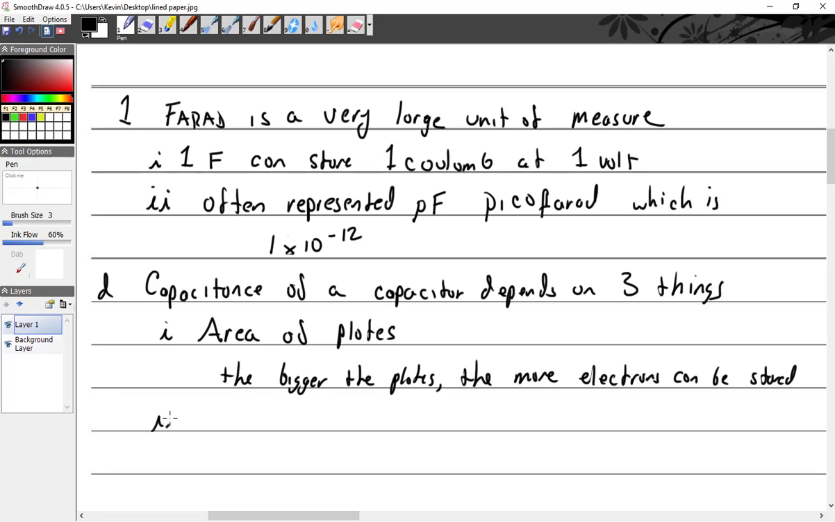Thickness of the dielectric. What's the dielectric? The thingy in the middle. The thingy in the middle is correct.